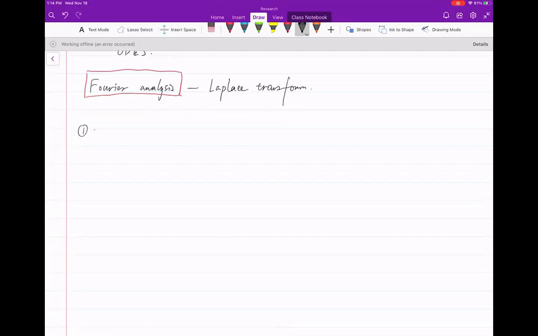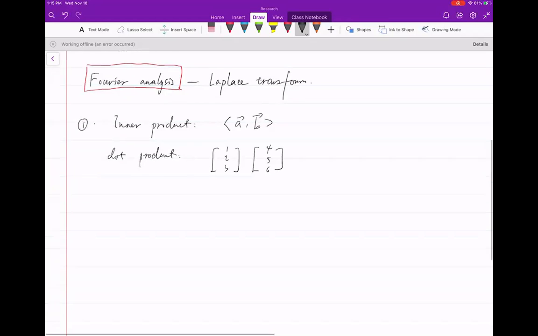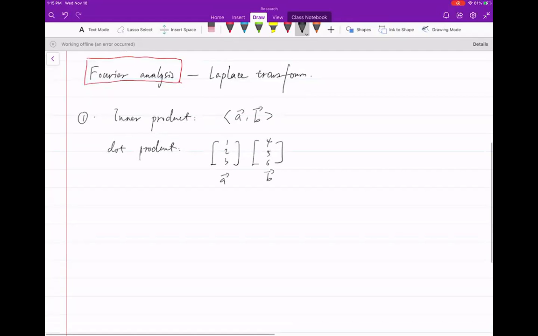Okay. So the first thing we want to talk about is something called the inner product, which you have done before. It's basically something like this. You have a vector A, you have a vector B. One type of inner product we are very familiar with is the dot product. If I give you 1, 2, 3, and I give you 4, 5, 6, these are two vectors, I call them A and B. Then A dot B is nothing but B transpose times A, which is just 1 times 4 plus 2 times 5 plus 3 times 6, equal to whatever number you have there.